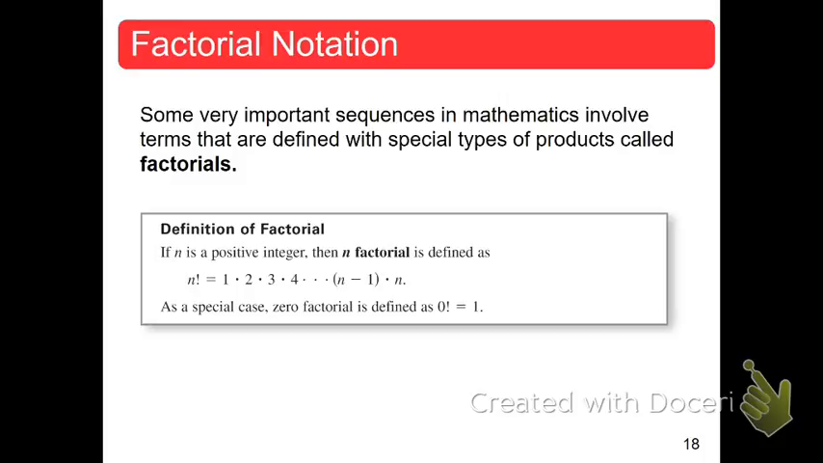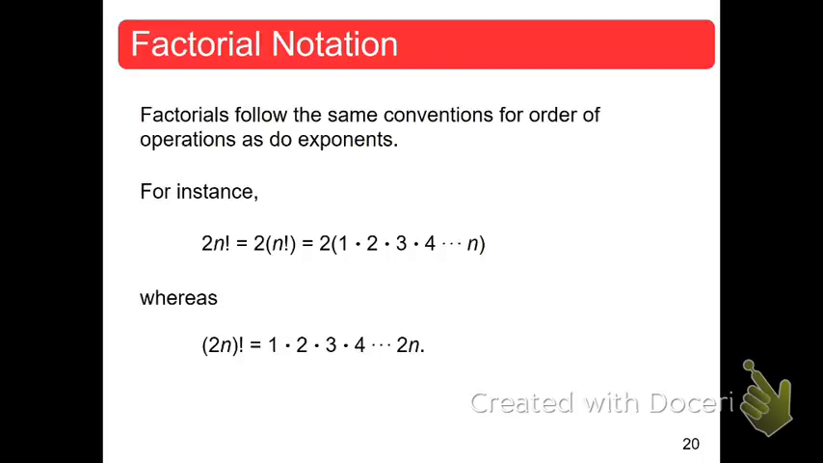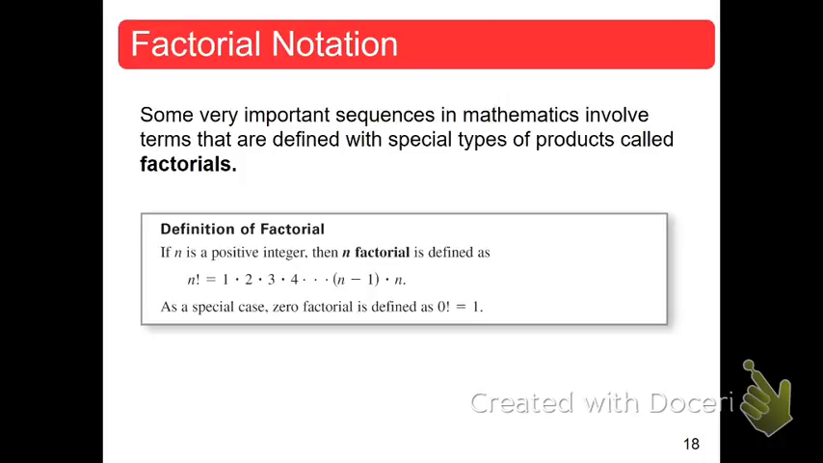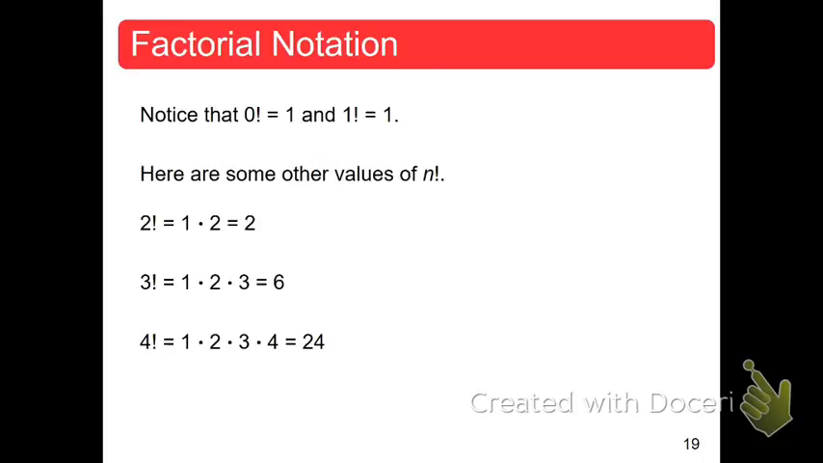Now notice the number before n is n minus 1. And it says here at the bottom, this is important, as a special case, 0 factorial, which is 0 with the exclamation point, is equal to 1. So anytime you have 0 factorial, it's automatically going to be a 1. Notice that 0 factorial is 1, and 1 factorial is also 1, so don't let that confuse you.